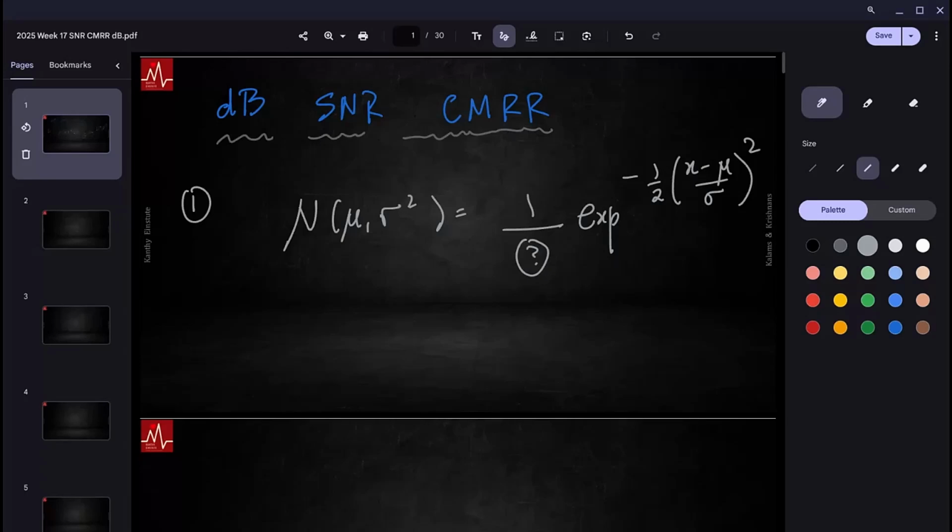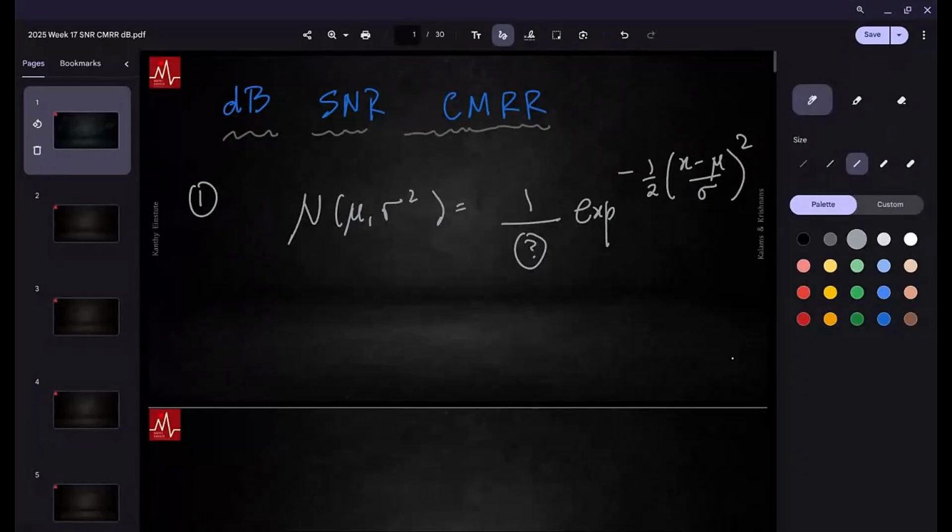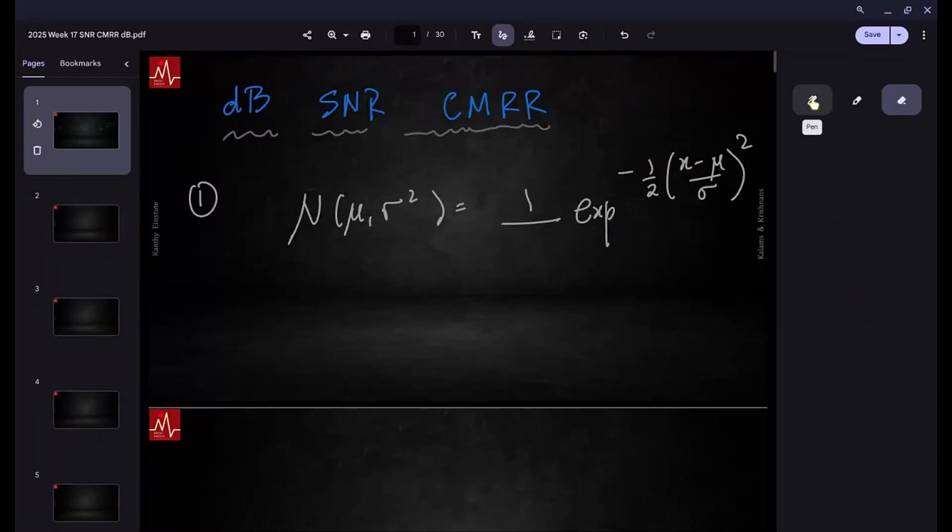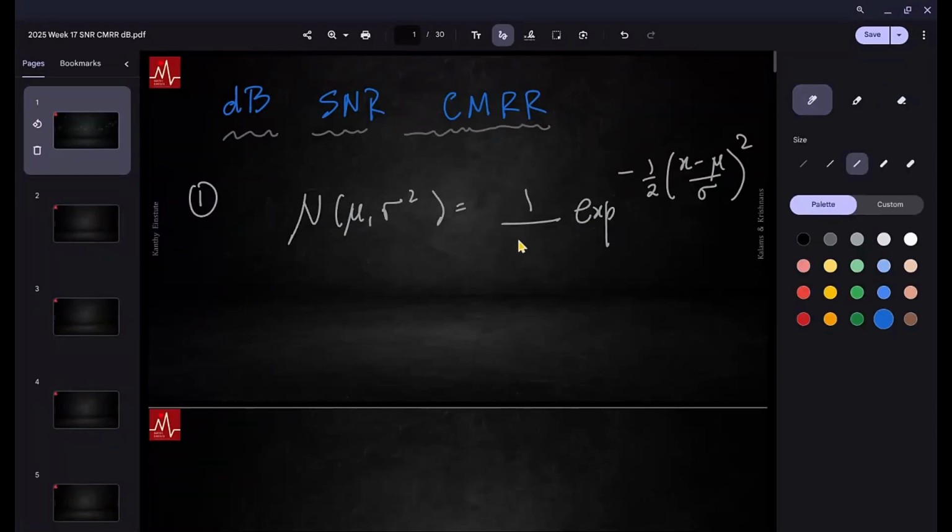So this is something that we have done, so I'm expecting you to recall. That is very good. So notice this is going to be 1 by sigma square root of 2 pi, or square root of 2 pi sigma square. Most of you got that correct. Very good.